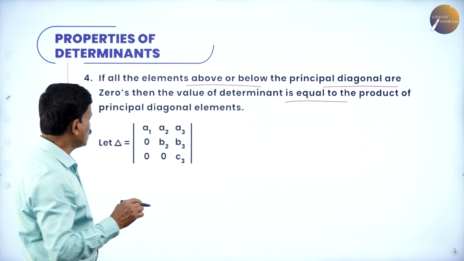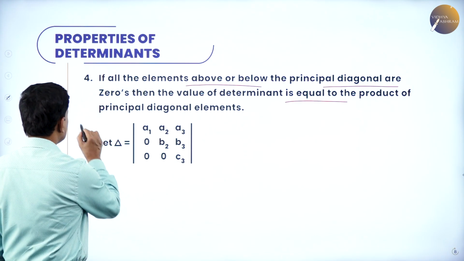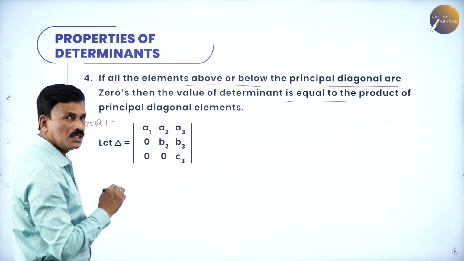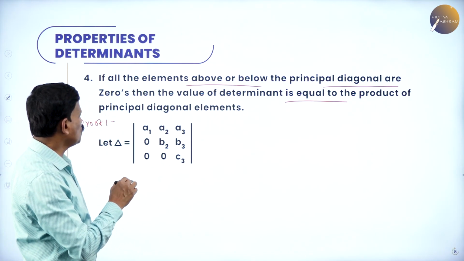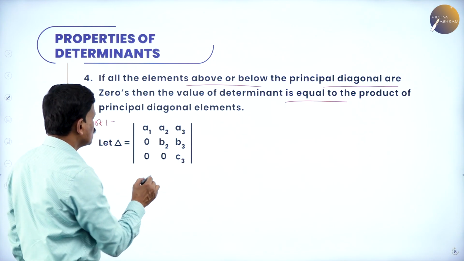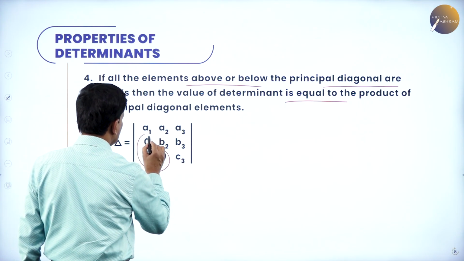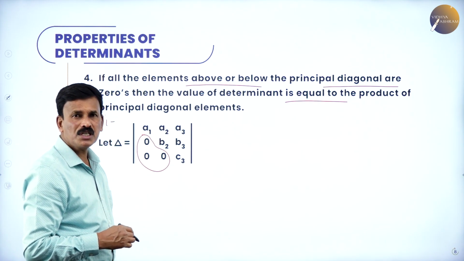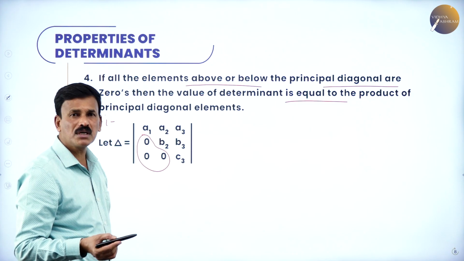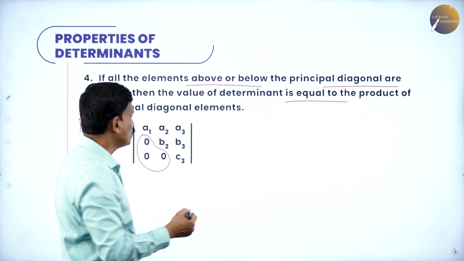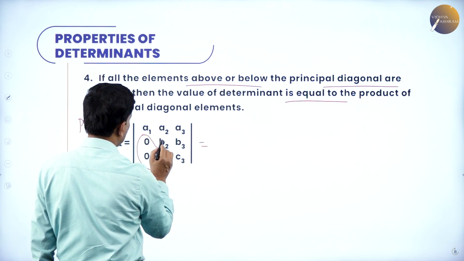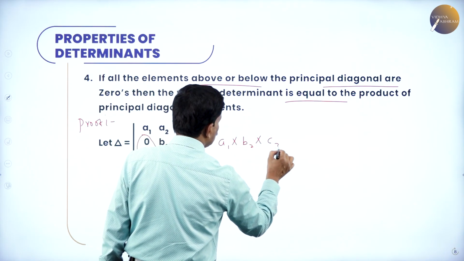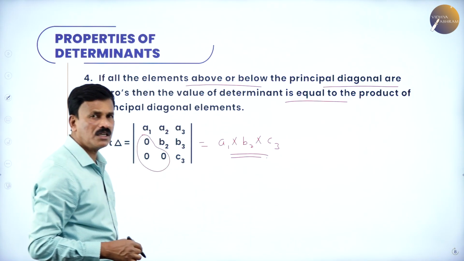Now let us come to the proof. Let delta is equal to A1, A2, A3, 0, B2, B3, 0, 0, C3. So here all the elements below the principal diagonal are zeros. According to the property, if all the elements below the principal diagonal or above the principal diagonal are zeros, the value of determinant is equal to, just multiply A1, B2, C3. A1 into B2 into C3. That's all, the value of determinant.